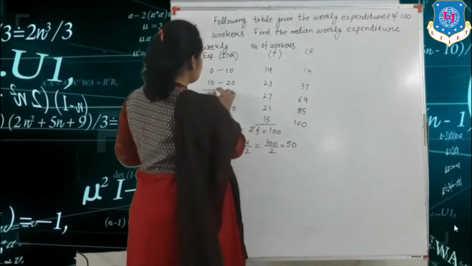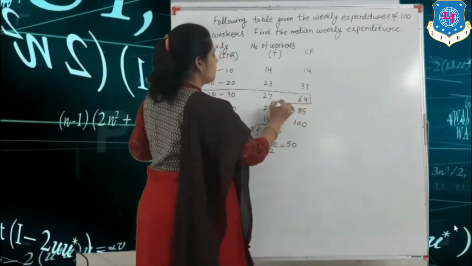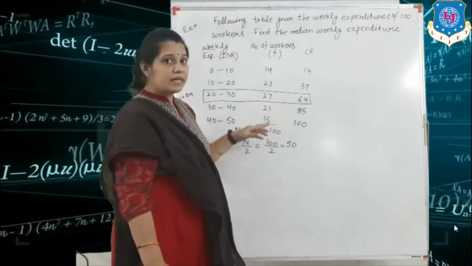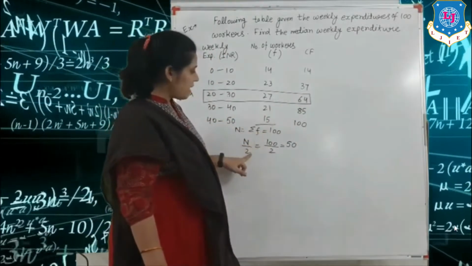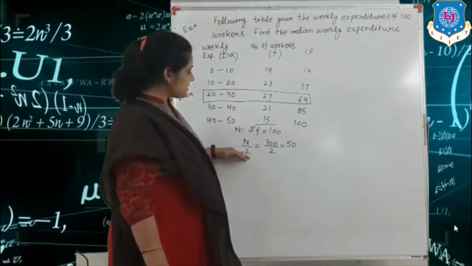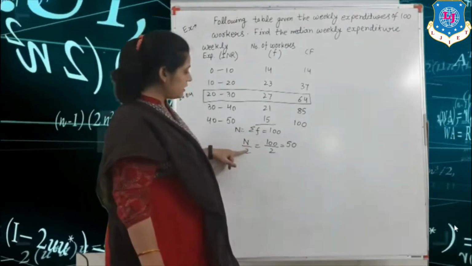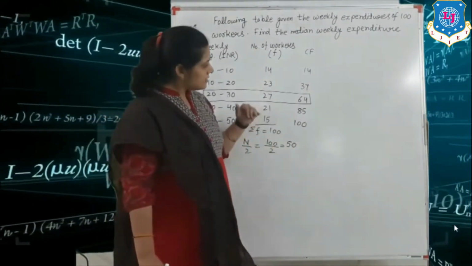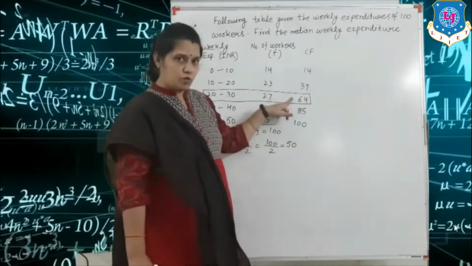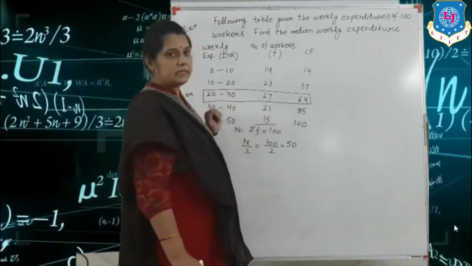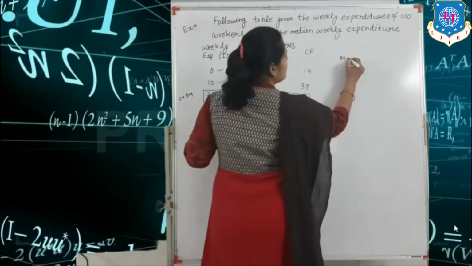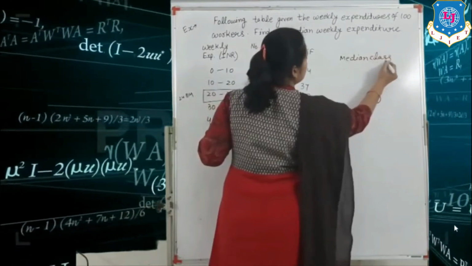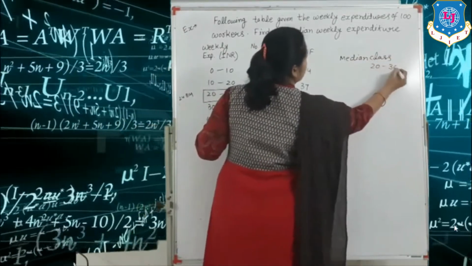So here you highlight this row. This is your median class. How do we find the median class? First you find N by 2, and then the just greater value in the CF column. N by 2 is equal to 50 and the just greater value is 64. So this is your median class. The median class is equal to 20 to 30.